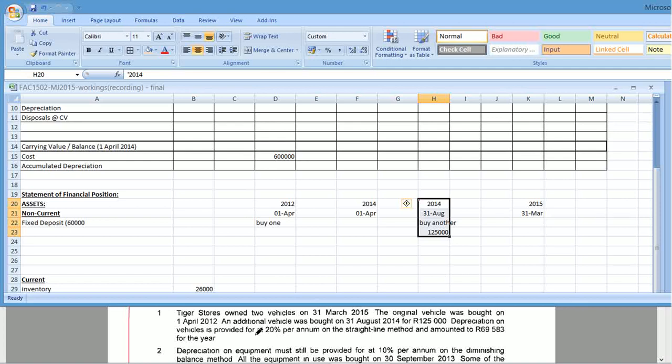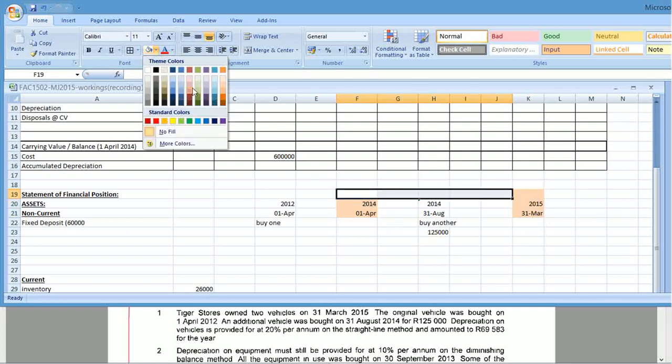Depreciation on vehicles is provided for at 20% per annum on the straight line method and amounted to 69,583 for the year. Okay, so that's great. They've already given you the depreciation for the year. Start and end. We want to know what the depreciation is during the year, which they've given to you.